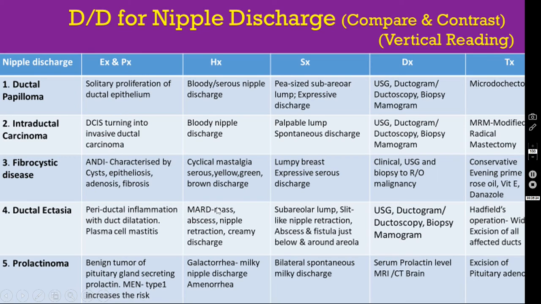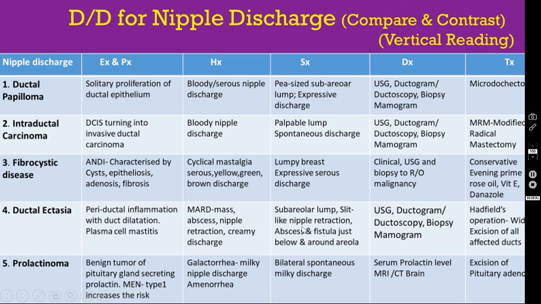MARD means M is there will be a mass or lump. A is for abscess, underlying abscess. R is for retraction, that is nipple retraction. And D is discharge, usually creamy discharge. Or it could be any color, yeah, even bloody discharge can happen in ductal ectasia. But it is very rare. Usually it is creamy discharge.